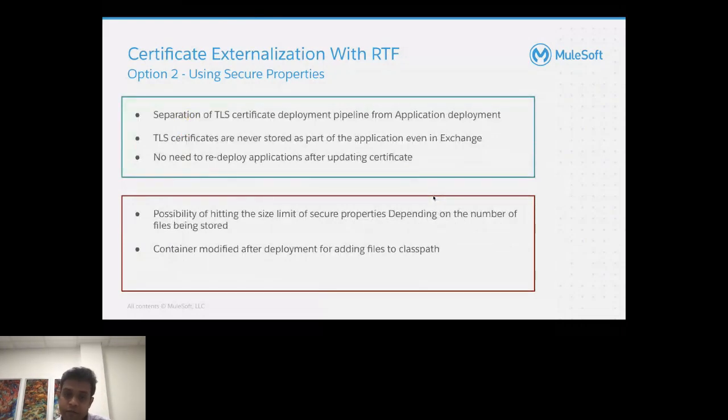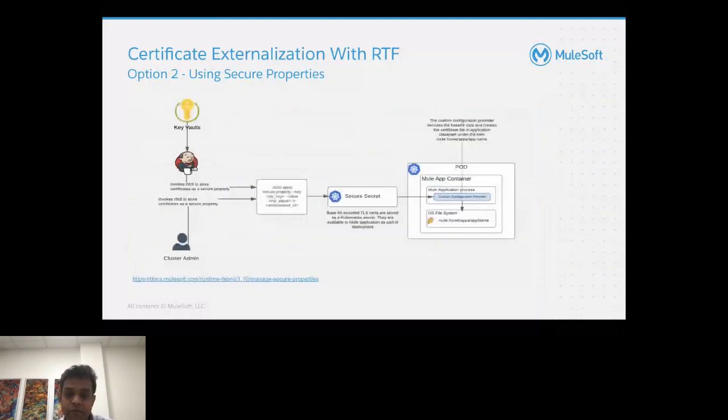There are some downsides for this one. One is you could hit a size limit on the secure secret depending on how large your certificates are and how many you are storing. And the second problem is that a container is supposed to be immutable, right? If you do it this way, you're adding a file into the container file system after it started up. So that is something which you have to consider.